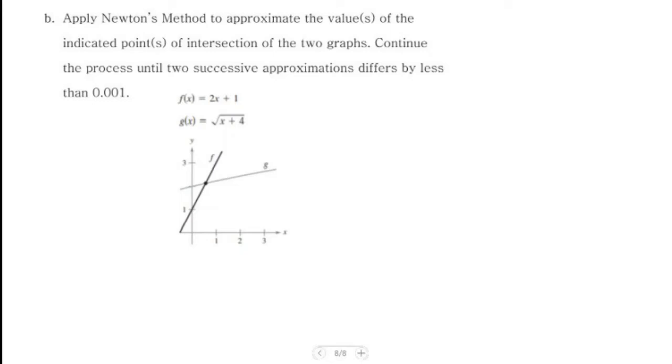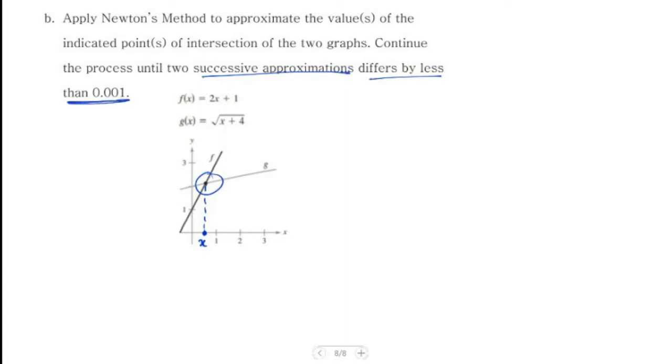In this section, we'll discuss a second question on Newton's method. Here, as you can see, we are given two graphs and an intersecting point, and we are supposed to find out for exactly what x value this intersection is occurring. What's the value here? That's what we're supposed to find out. And we have to keep approximating for this value of x until two successive approximations differ by less than 0.01.